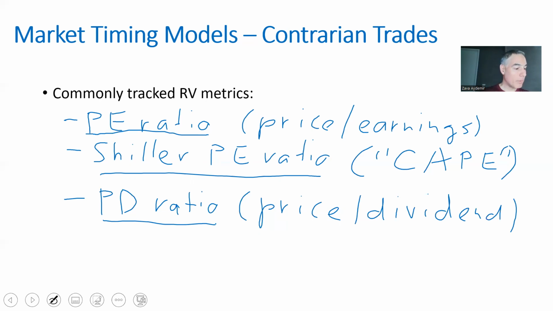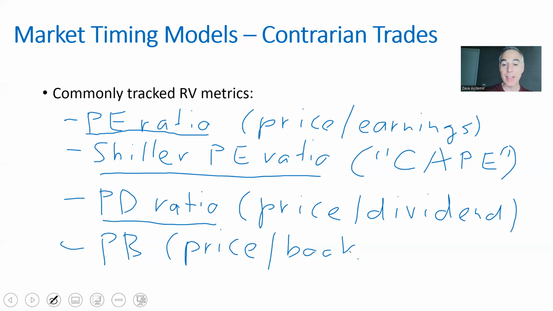And then, yes, price to book is another one. That's the ratio of the current stock price to the book value of the stock. Again, that can be applied to single names as well as an index. Okay, so these are commonly tracked RV metrics.